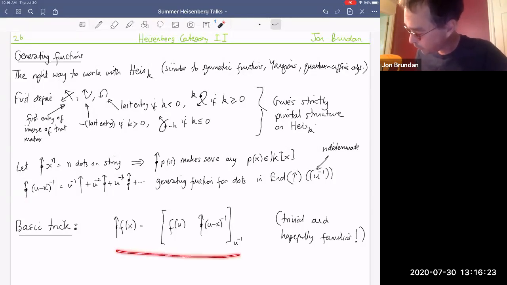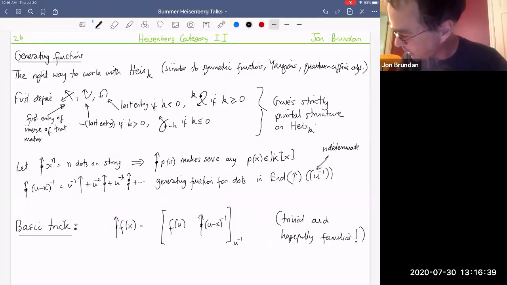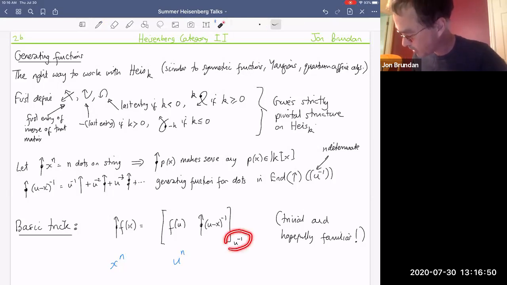And the following is a total triviality, but maybe you remember it from when you did complex analysis or something and you were taking residues, you remember this sort of trick. This is a trivial trick. Let's just make sure that we've all got it in place. If my polynomial f of x is just x to the n, what have I got on the right-hand side? f of u is u to the n. And by this notation here, I mean take the u inverse coefficient of that formal Laurent series.